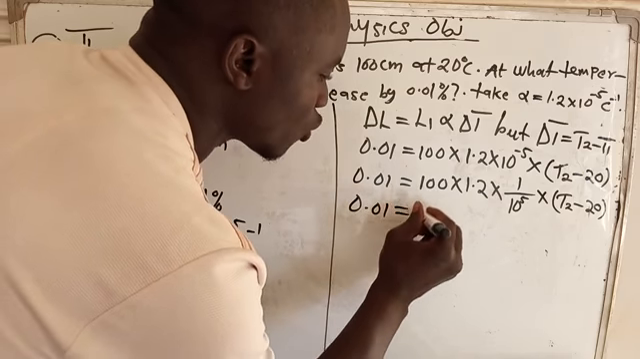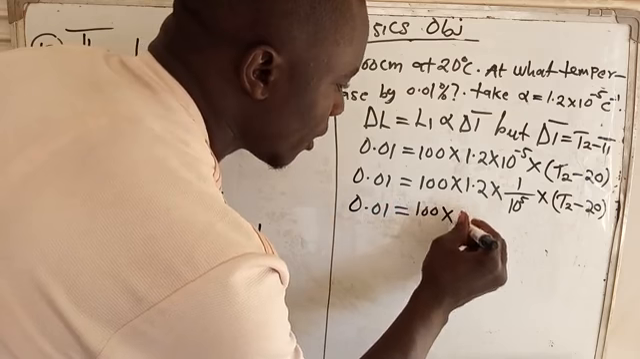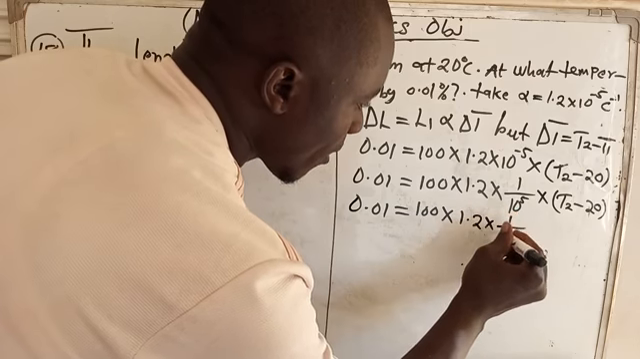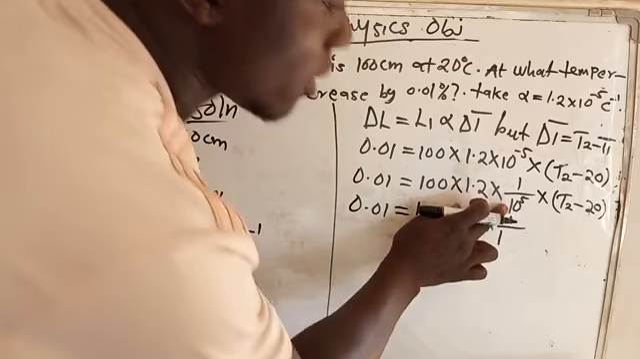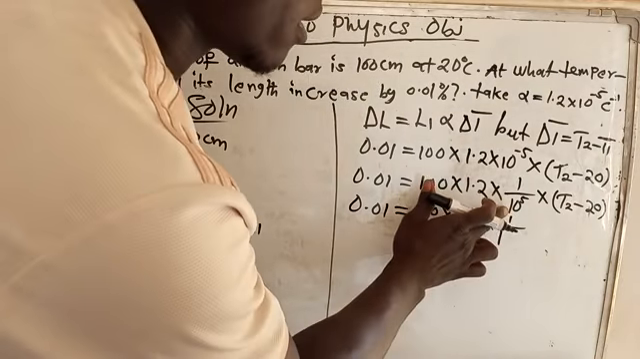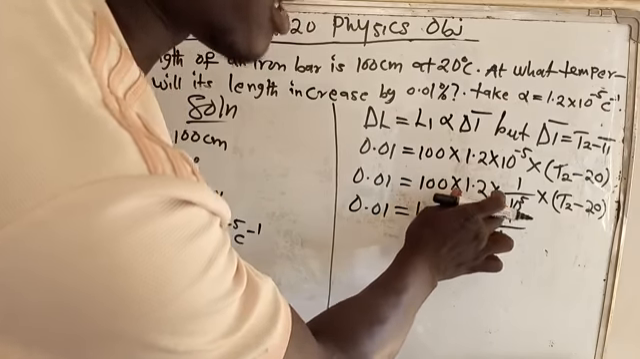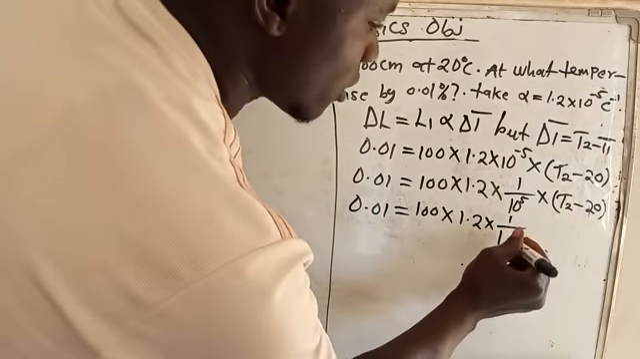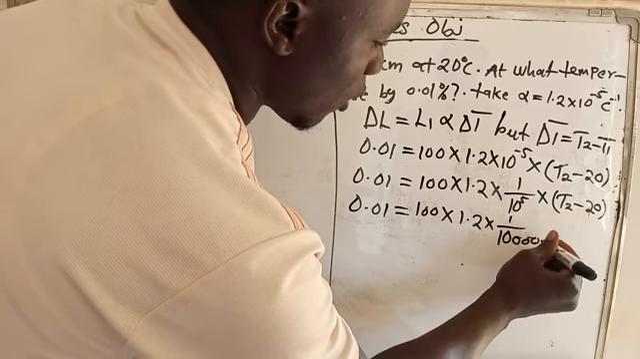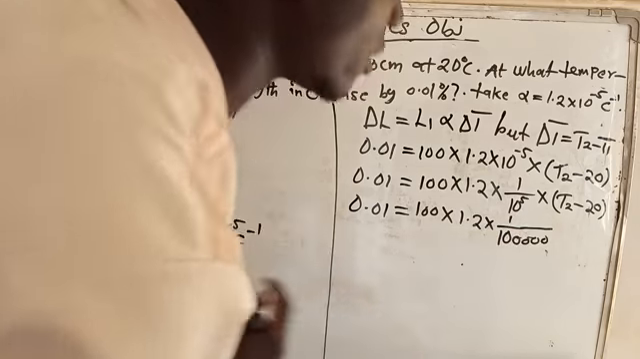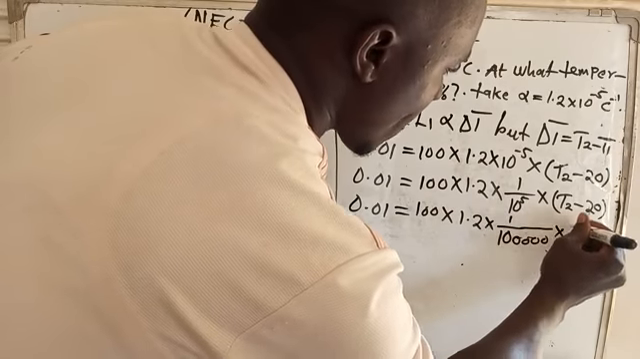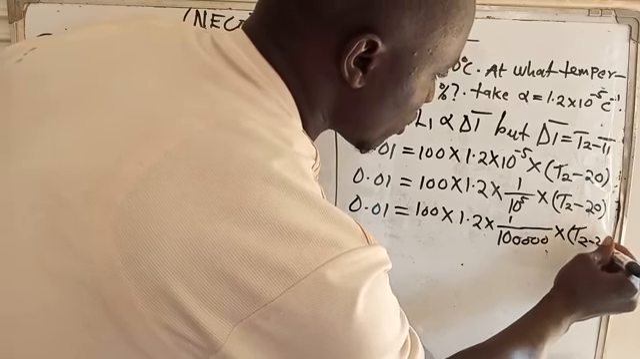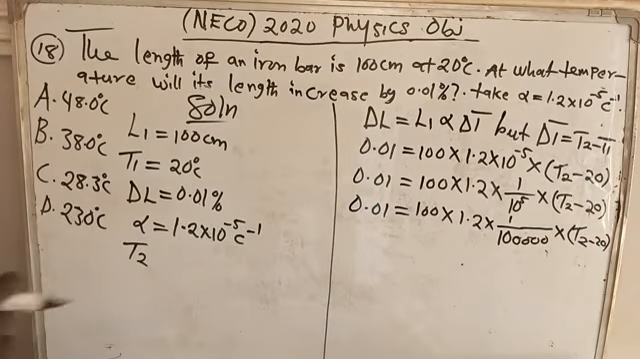Now let's continue. 0.01 will be equal to 100 multiplied by 1.2 times 1 over 10 to the power 5. According to the law of indices, 10 multiplied by itself in 5 places gives 100,000. Then multiply by the bracket T2 minus 20.